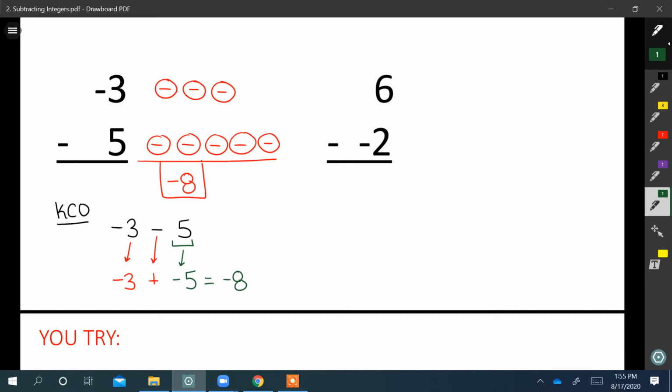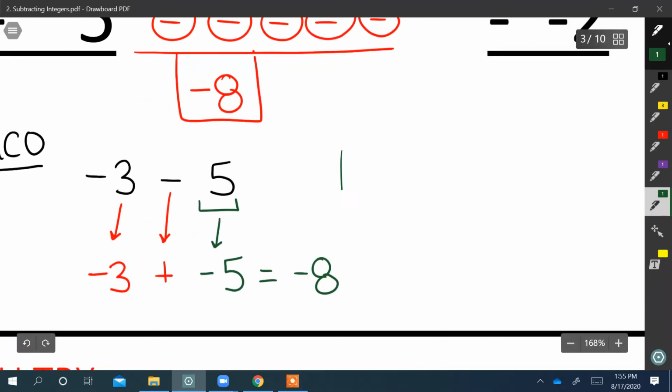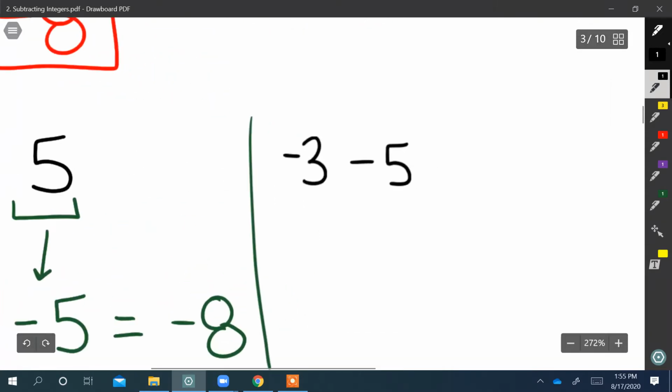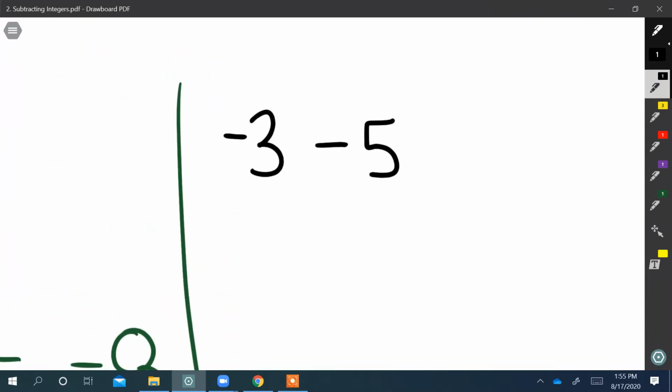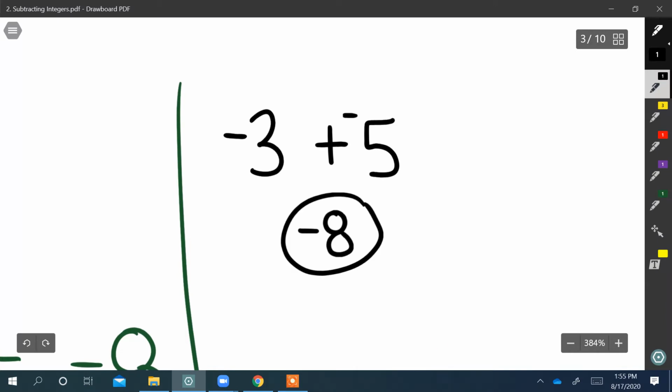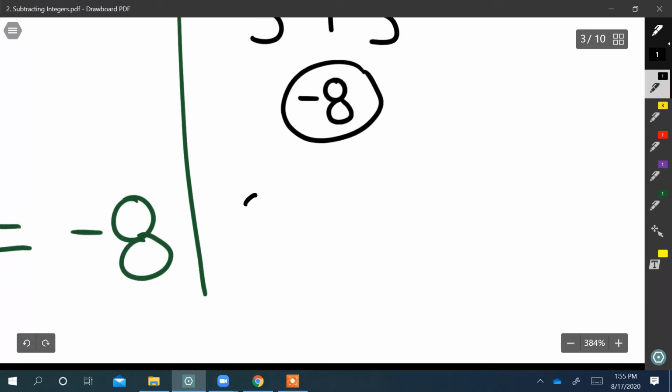There are some teachers that like to do this as well. There's also this trick. If I have -3 minus 5, what they do is apply KCO in the moment. They turn this into a positive and this into a negative. And that will be -8. See if we can do it with another problem. I have 2 minus 8.